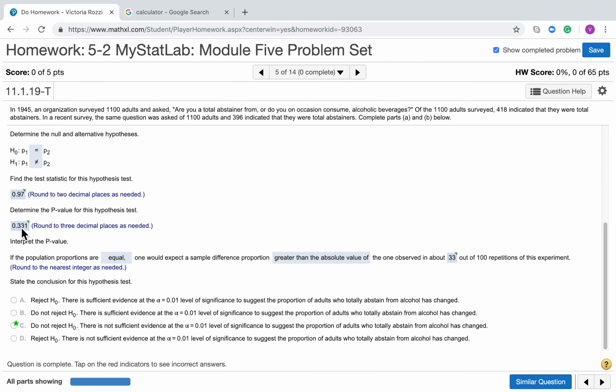So because our P is lower than alpha, alpha was 0.01, if the P is low, the null must go. So we do not reject the null because this is not lower than alpha. So we do not reject H naught.